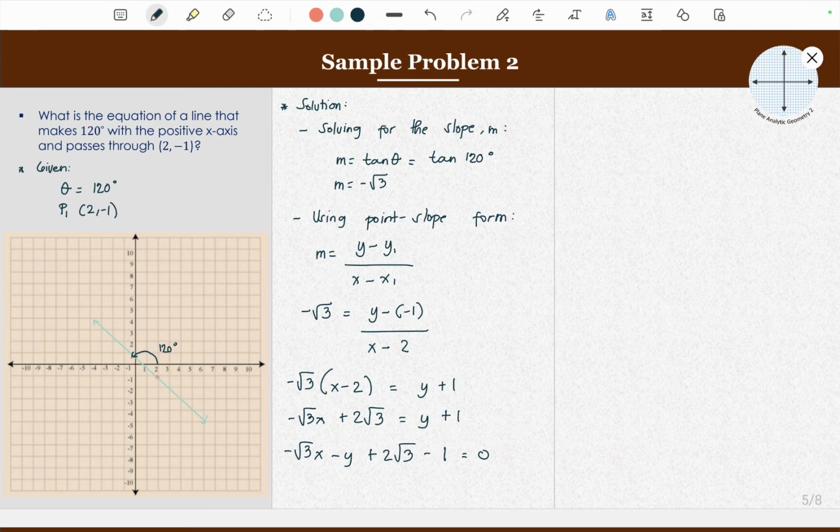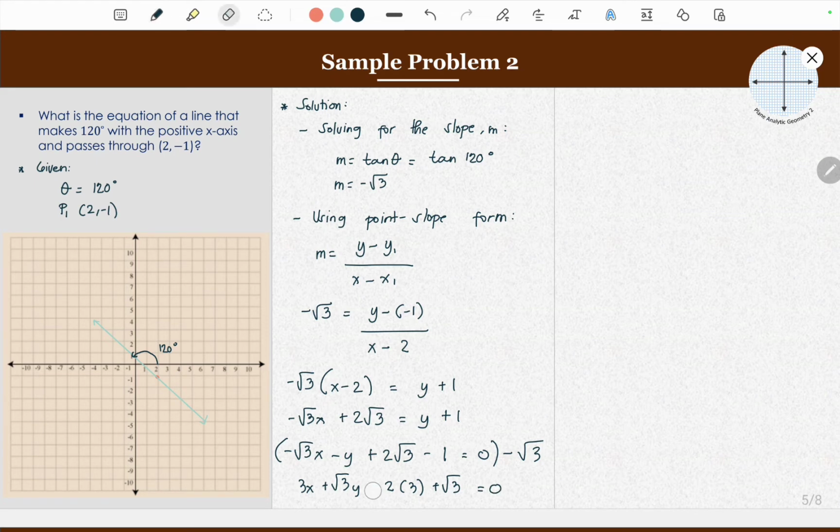So this becomes, let's further simplify this by making the numerical coefficient of x positive, okay? So let's multiply both sides of the equation by negative square root of 3. So we have 3x plus square root of 3y plus 2 times 3 plus square root of 3 is equal to 0.